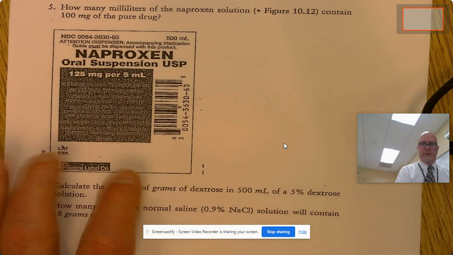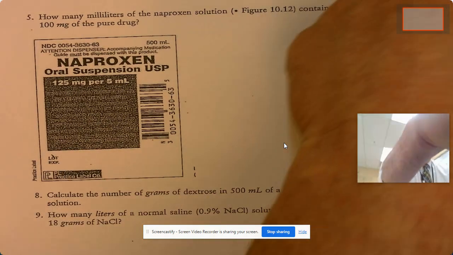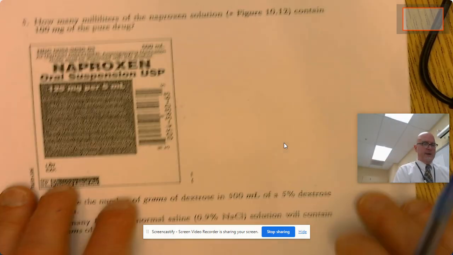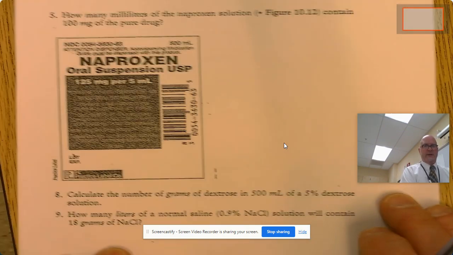All right, I'm trying to make sure I can see everything and I don't have some weird cord in my document camera. Okay, that looks like it's good.